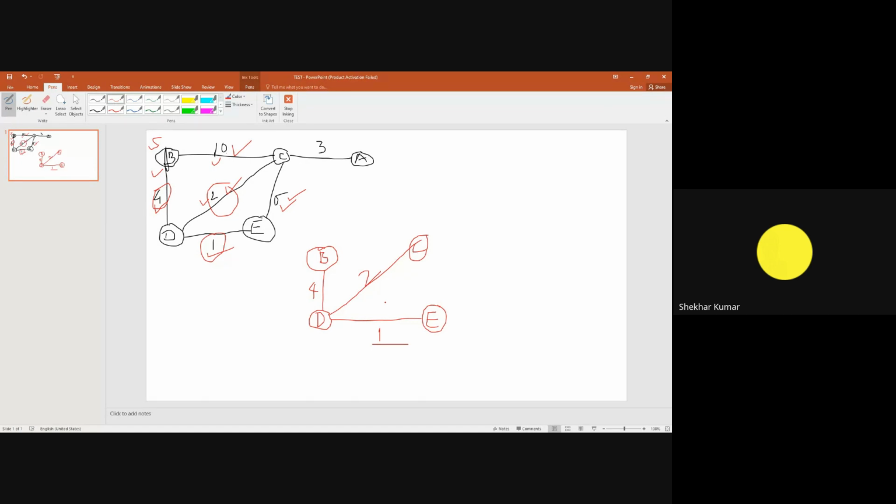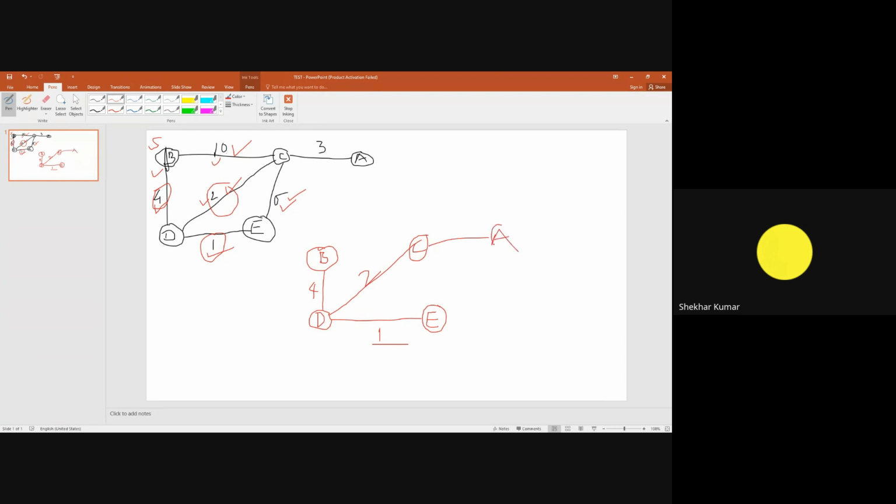Okay, now there is only one vertex, one node left in the graph. That is A. And we will find the minimum cost edge that is connecting to it. But there is only one edge, that is C to A. Now we will add this edge in our MST. That is C to A.